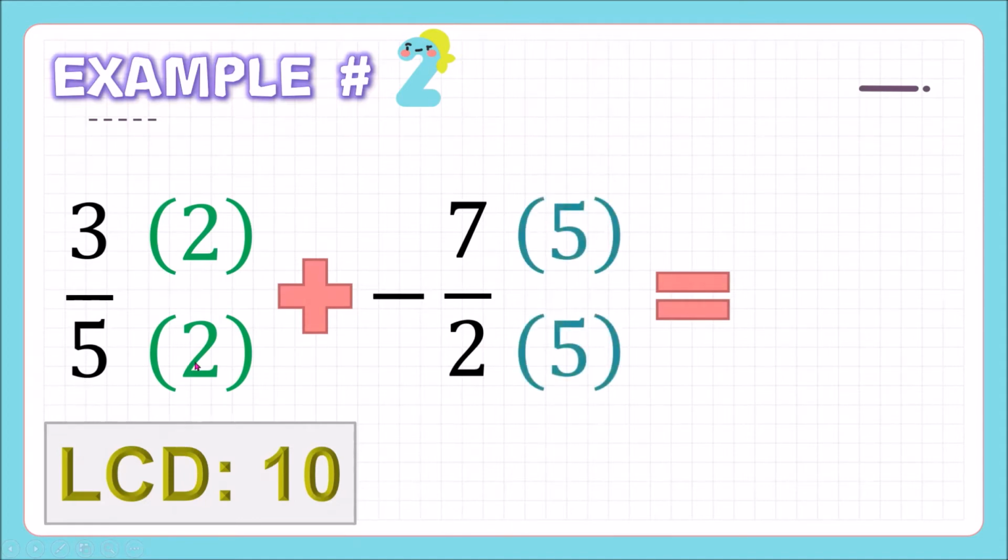So if you can see, 5 times 2, 10, 2 times 5, 10. So they are now similar fractions. Simplify the numerator. 3 times 2, we have 6.